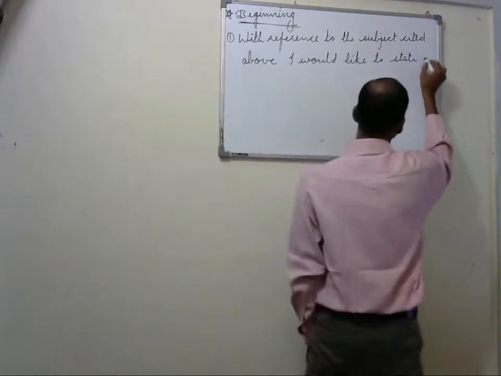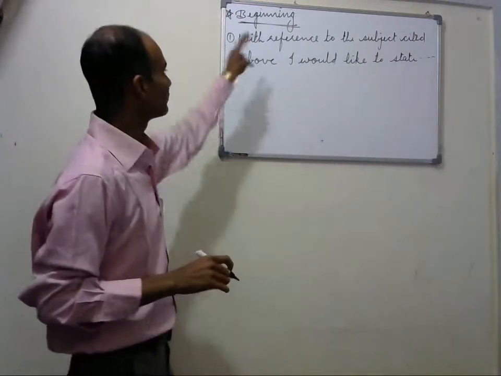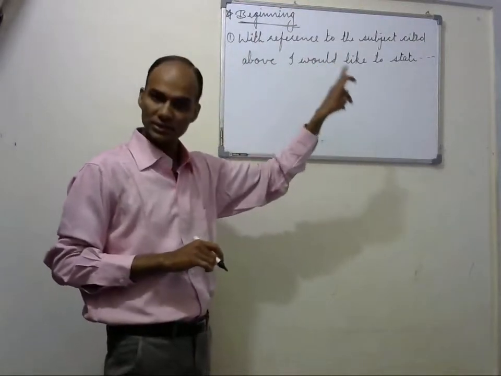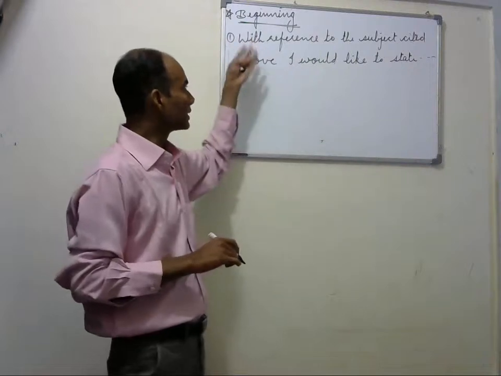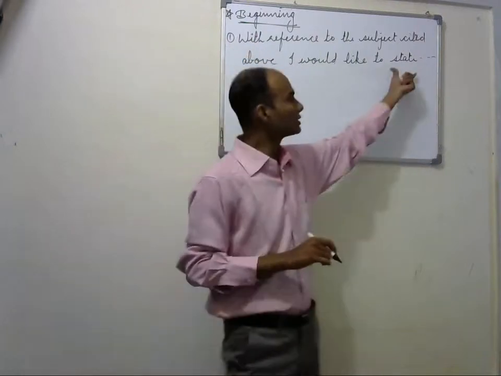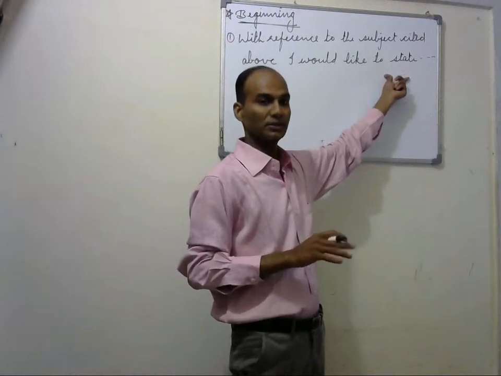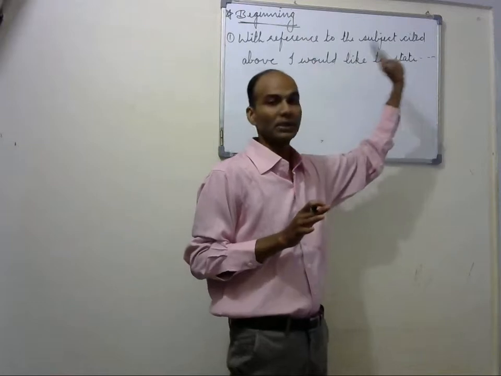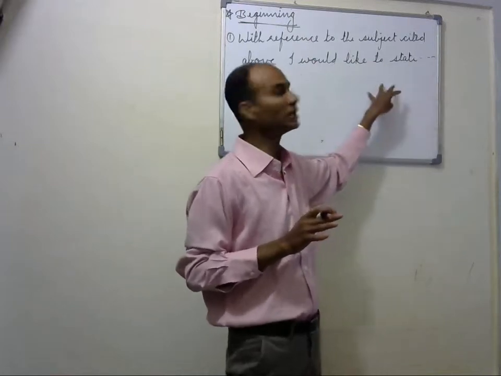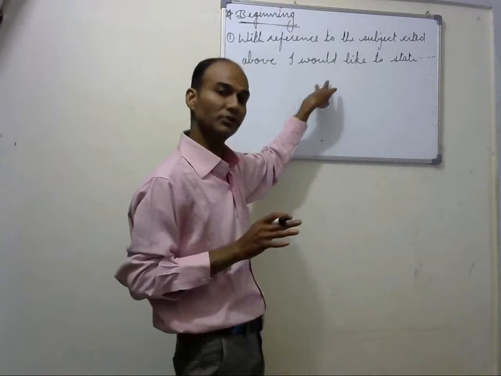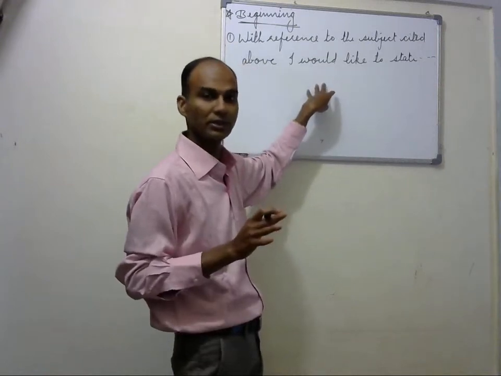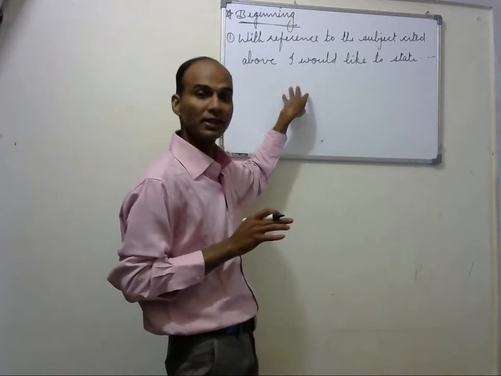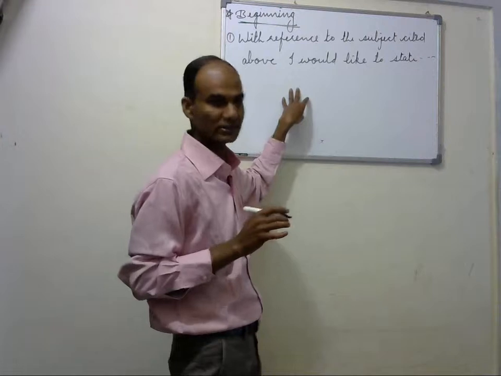So you can begin a formal letter like this: with reference to the subject cited above, I would like to state. Now, there are other ways as well. After this, I would like to state, you can continue as per the question, whatever has been asked. Accordingly, you can continue from here. This can be the beginning for all of the formal letters that you have to write. You can use this beginning. This can be, say, the universal beginning for all the formal letters.